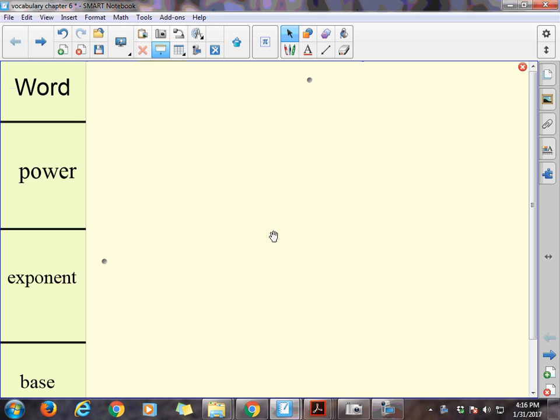Hello everyone. Feels like it's been a long time since we've done vocabulary. So this is vocabulary for chapter 6, algebra. Some of these words should be review from previous years and some of them will be brand new this year. I believe there's 10 words altogether, so you should be able to do this.